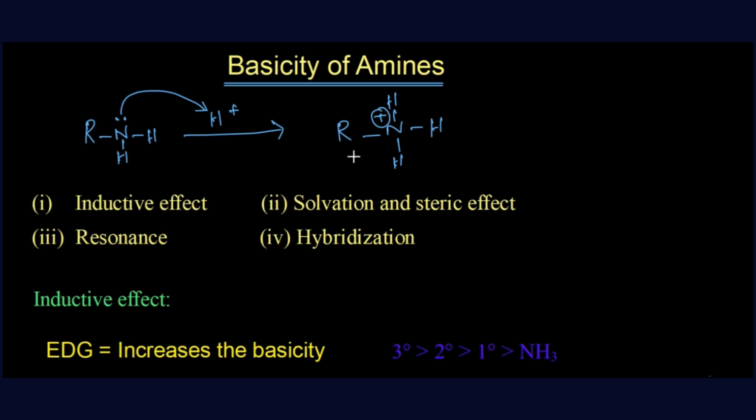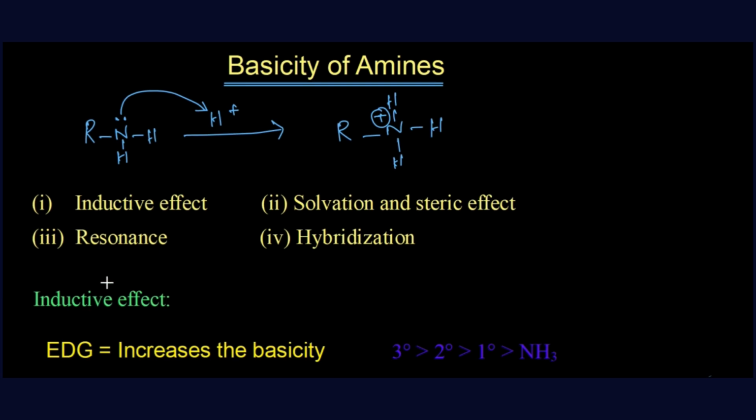So this is how the lone pair of electrons on the nitrogen is responsible for the basicity of amines. This is the fundamental thing; first we should understand it. Now we start the factors affecting the basicity of amines. Here we listed a total of 4 factors: inductive effect, solvation and steric, third resonance, and the last is hybridization.